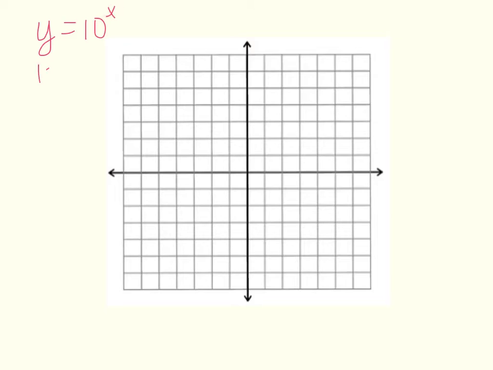Now, it has a key point at (0, 1). Most of the other functions we did had a key point at the origin. So here's (0, 1), and this is what the graph looks like. It has a curve right here to the left that gets really close to 0, but it never crosses it. It'll go on forever, getting closer and closer without crossing it.